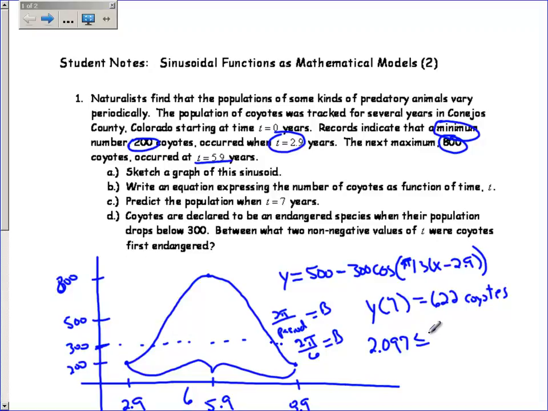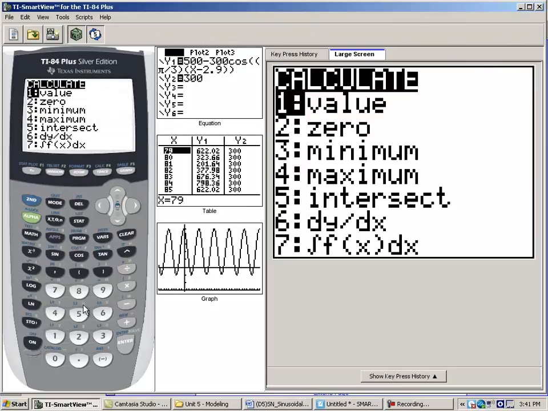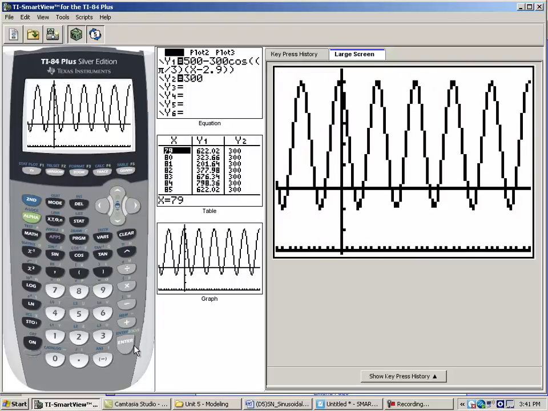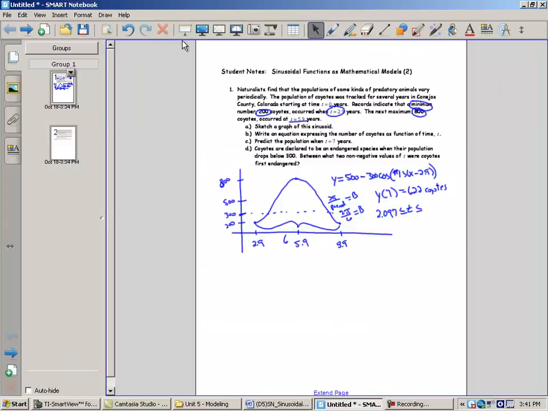Is less than or equal to t, and then we just have to find that other intersection. So let's go back to this graph and look at that again. Find my second intersection, so I'll just do second trace, intersection, come down here, do enter, enter, enter, and it looks like that second place was t equals 3.703. Come here and write that down.